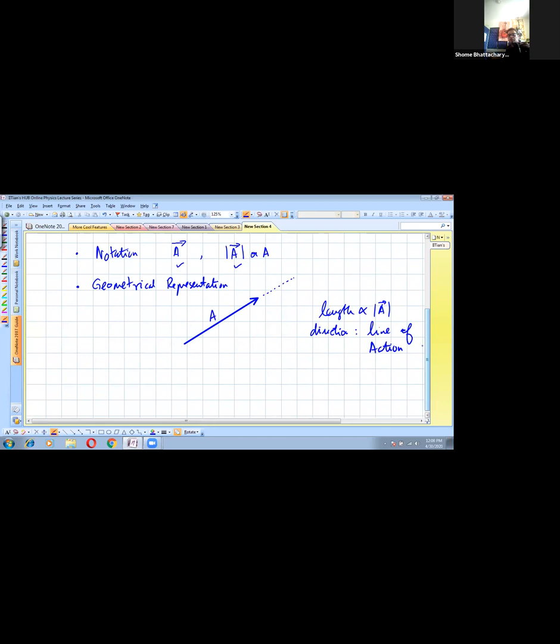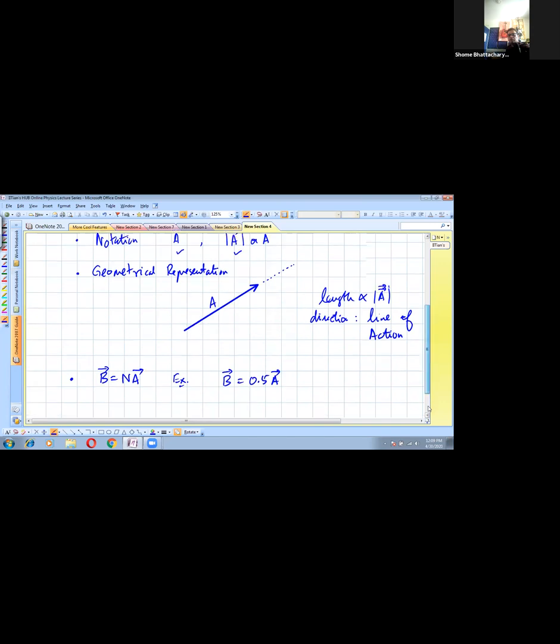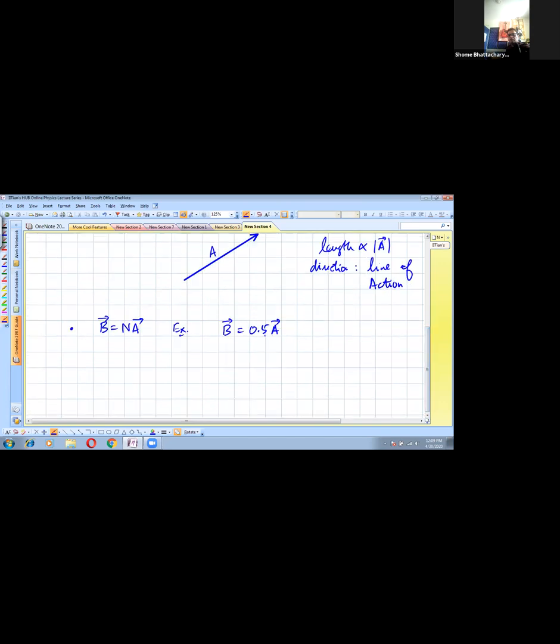Yes. So we saw how we can do vector operations. For example, we saw that if we have a vector multiplied by a scalar quantity, like vector b equal to n times vector a, then how to deal with that? For example, vector b is, let's say, 0.5 times vector a. So now the scalar quantity we are multiplying with the vector a. On the right hand side, the operation is a vector multiplied by a scalar.